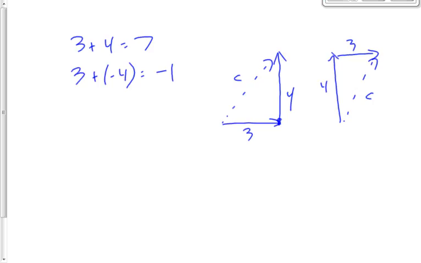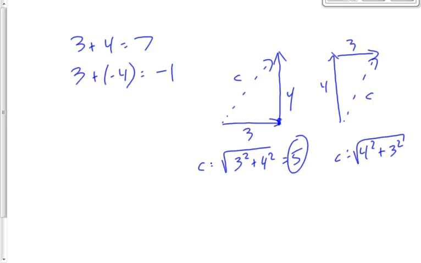Okay, we know how to find the value of that C. We're going to say C squared is equal to A squared plus B squared, or C is equal to the square root of that. Ends up being equal to 5. Same deal over here. C would be equal to the square root of 4 squared plus 3 squared, which equals 5.